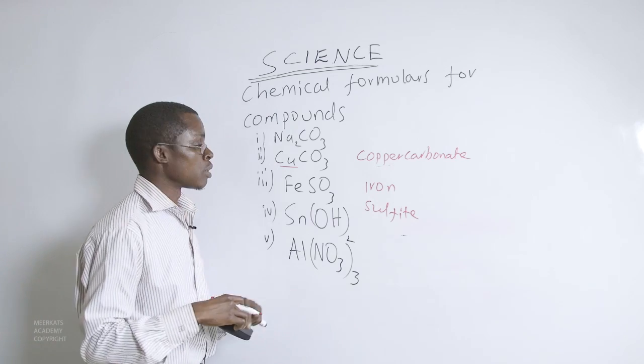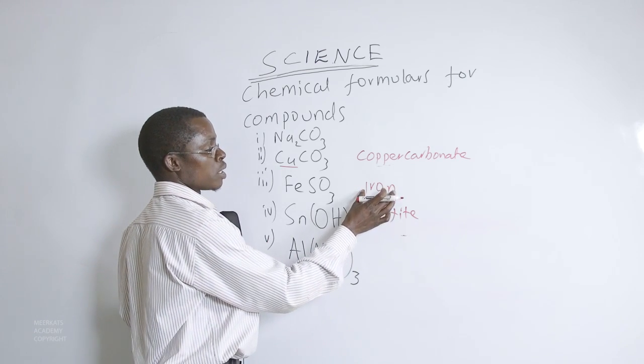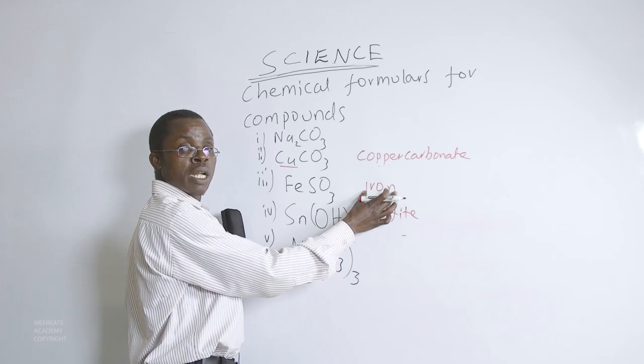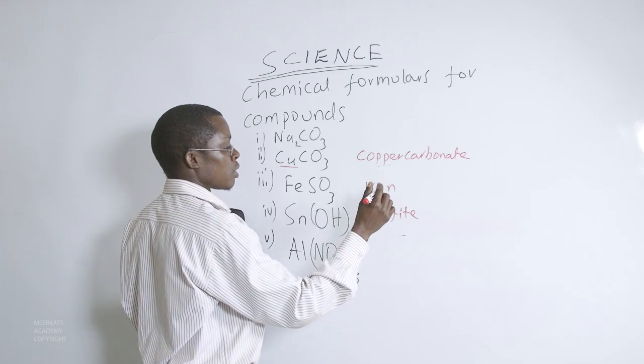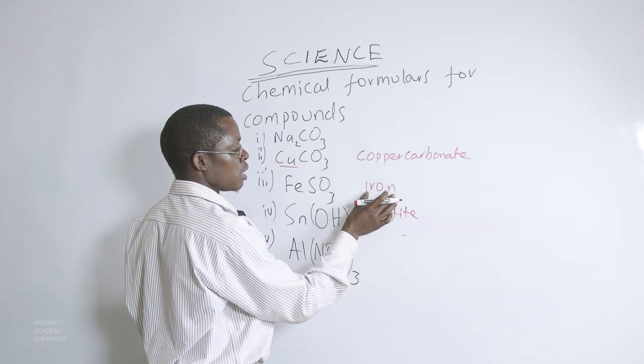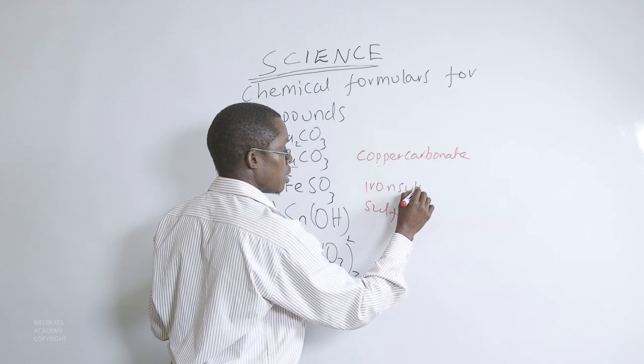Sulfite. So the name therefore comes out to be a combination of the metallic element and the radical name. So the metallic element is iron, the radical name is sulfite.